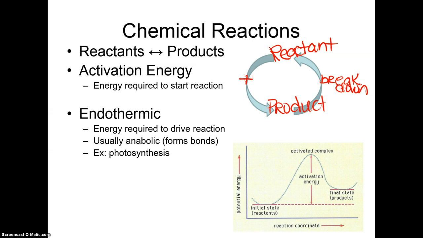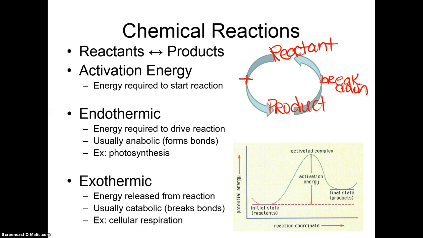Alright, there are two types of reaction. There's endothermic and exothermic. Endothermic is when energy is required, so energy has to come into the system. An example of this would be photosynthesis. Exothermic then is going to be the opposite. Exothermic is when energy is released from the reaction, or it's exiting the reaction. An example of that is cellular respiration. Photosynthesis and cellular respiration are our next unit that we will move into.